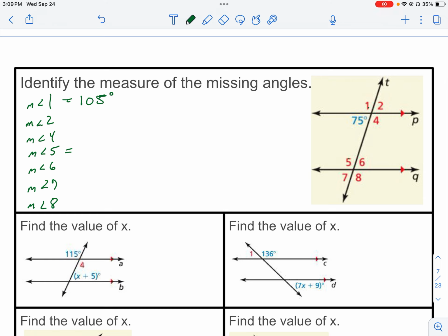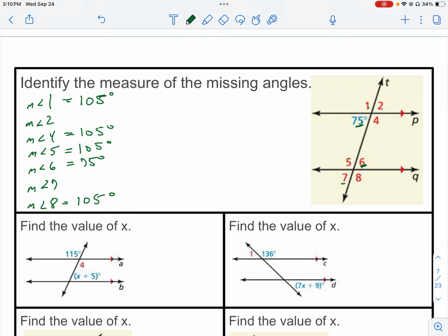1 and 5 are corresponding angles, so they have to be the same. 1 and 8 are alternate exterior angles, so they have to be the same. And then 5 and 4 are alternate interior angles, so they have to be the same. Well, here we have angle 3, which is alternate interior with angle 6, so that has to be 75 degrees.